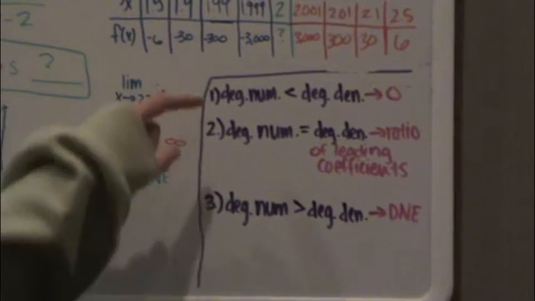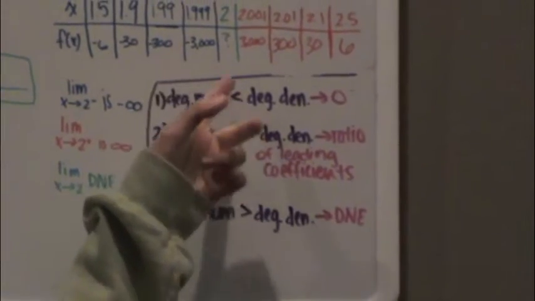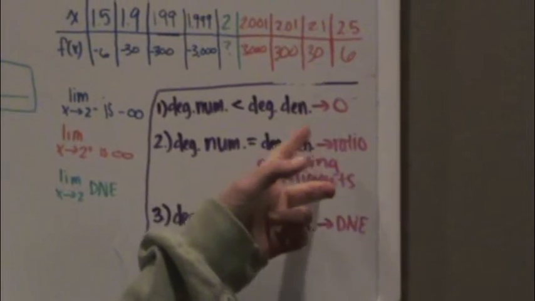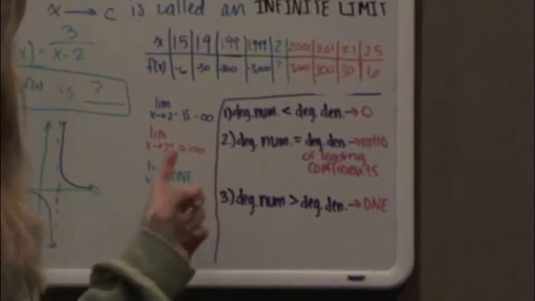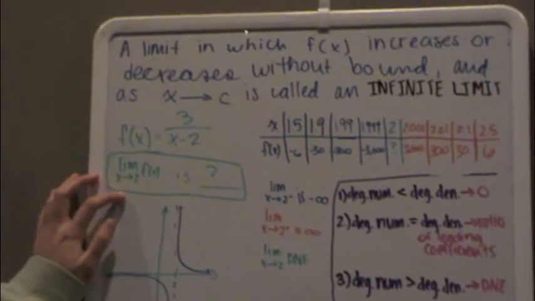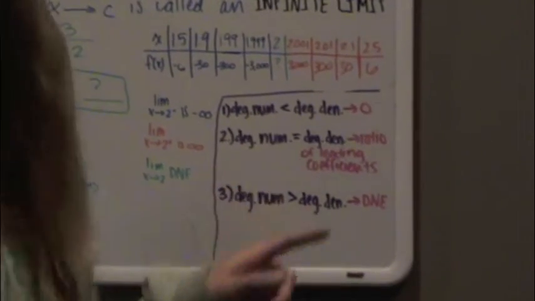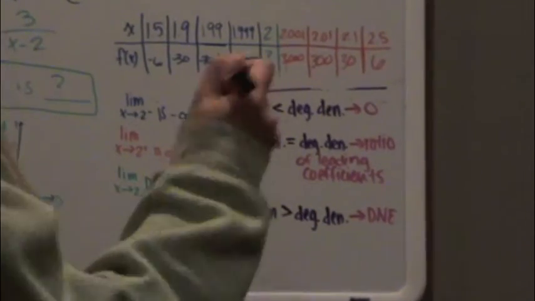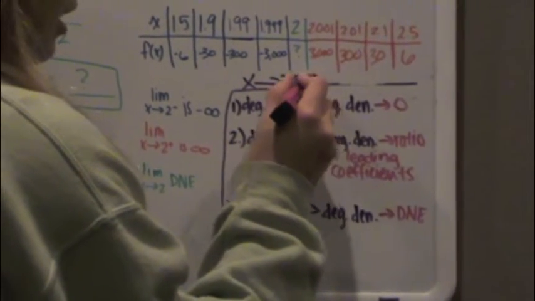For a rational function, you can use this trick right here. If the degree of the numerator is less than the degree of the denominator, then the limit as x approaches infinity is 0. See, that's different than over here. So here we have a set value for c, but this is if x is approaching infinity. So let me write that. If x approaches plus or minus infinity.